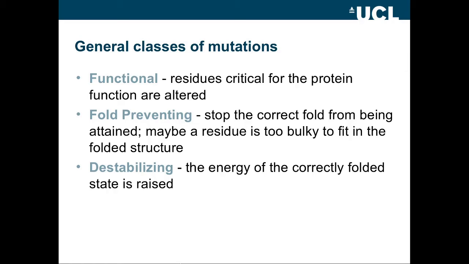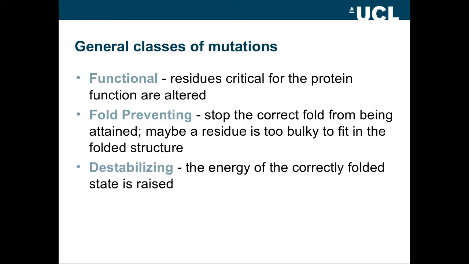So those are just a couple of examples of the sorts of structural analysis that we do. Having done those things, as well as making the predictions about whether a mutation is going to be damaging or not, we can also classify the mutations. So functional mutations are making changes to residues that are critical for the protein function. That might be binding to something, it might be an enzyme active site, or whatever.